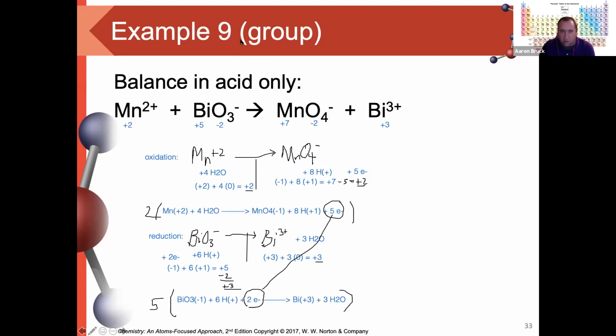And so what this will look like afterward, 2 manganese positive 2 plus 8 water makes 2 permanganate ions, 16 hydrogen ions, and 10 electrons.